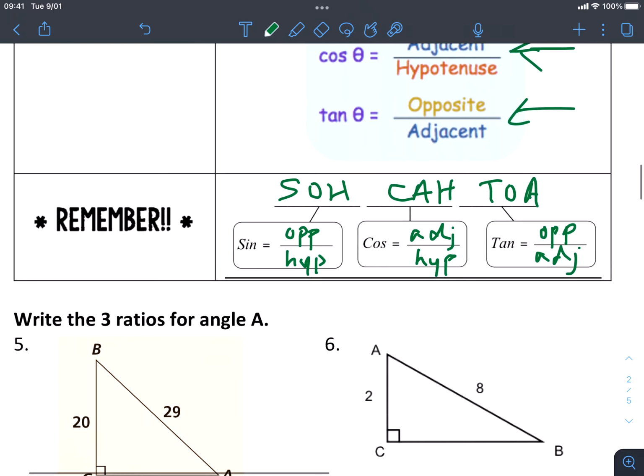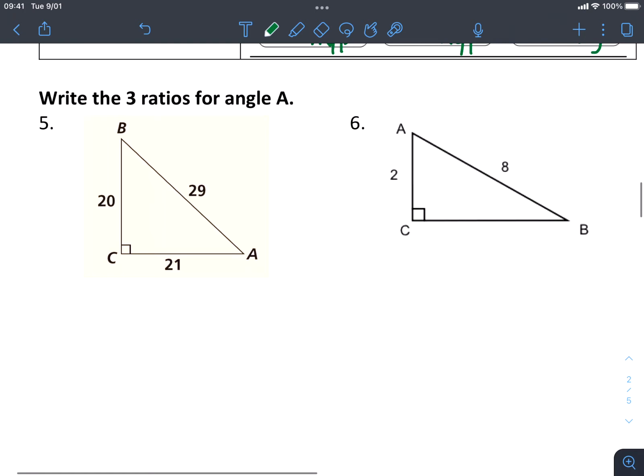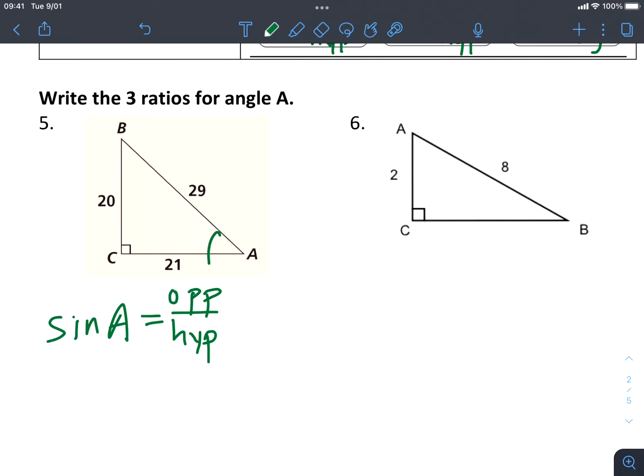So what we're going to do is pick these triangles and write ratios for each of those triangles. So if I want to write my sine of A, I'm looking at this angle here. I know my sine is my opposite over hypotenuse. So my opposite to A was 20, and my hypotenuse is 29.